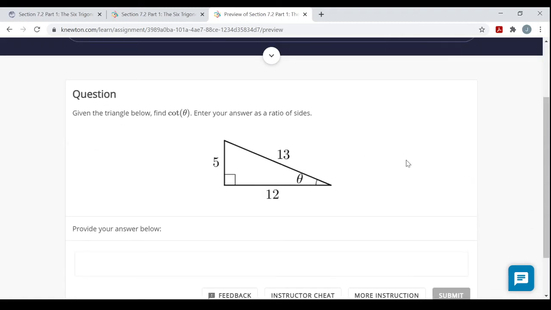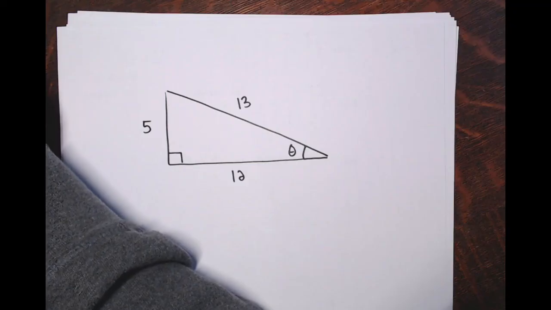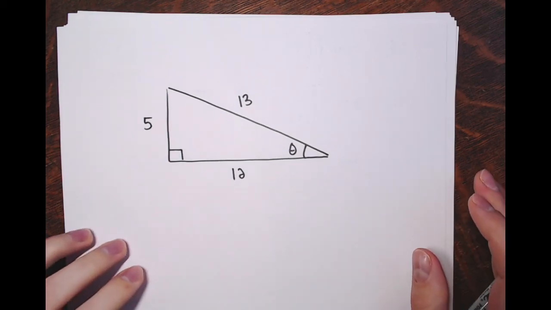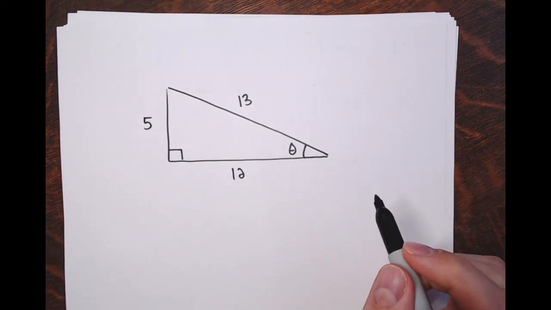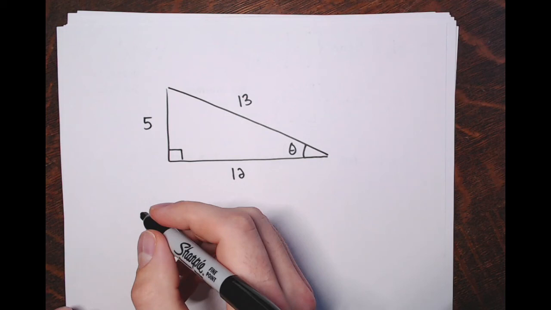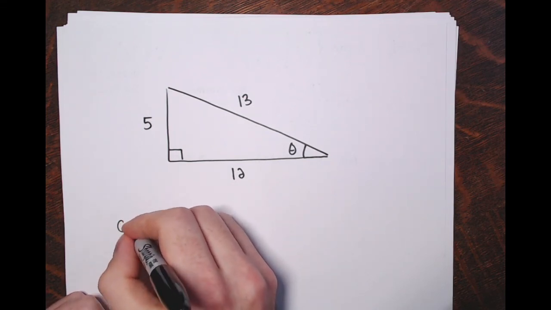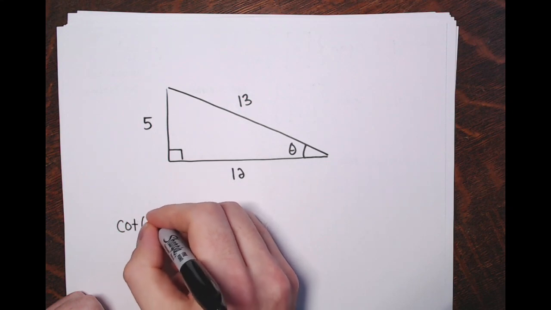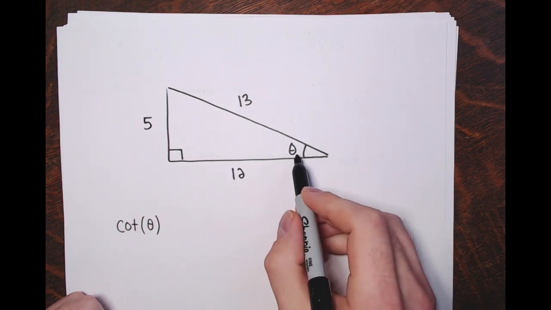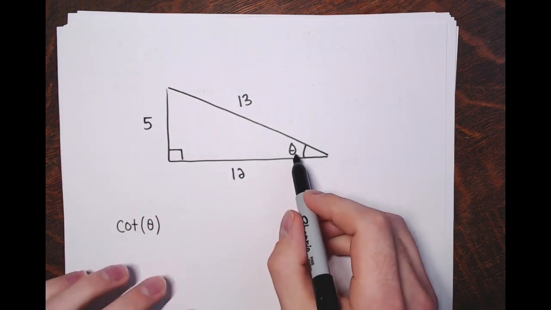Alright, this one I'll write out because I haven't written out the tangent too much. Alright, so I'll go to a piece of paper. Alright, so here I am on paper, I'll draw the same picture. They asked us to find the cotangent of theta. So theta's here, right? This angle is one we're focusing on.